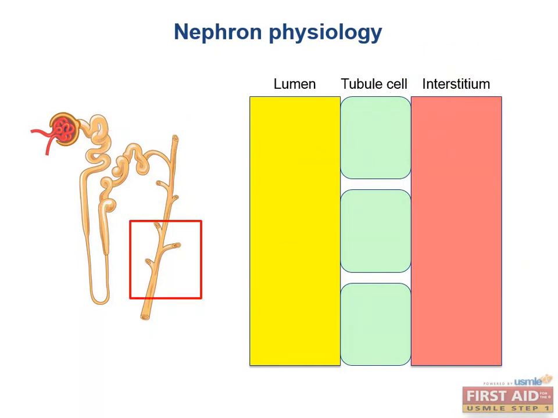The last segment of the nephron is the collecting tubule. This is the last place to make adjustments to the filtrate before it becomes urine to be stored in the bladder. In response to antidiuretic hormone, the collecting tubule cells have aquaporin channels placed into their luminal surface, which allows for water reabsorption. And this leads to concentration of the urine.